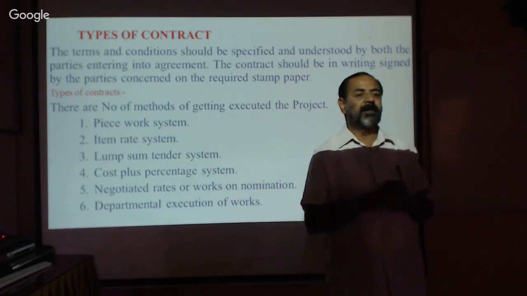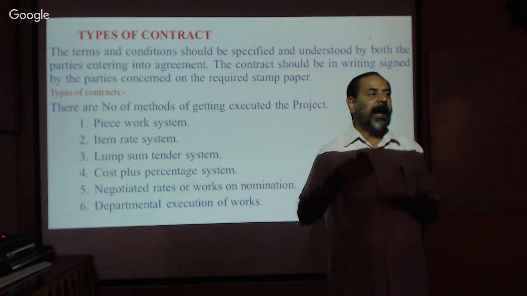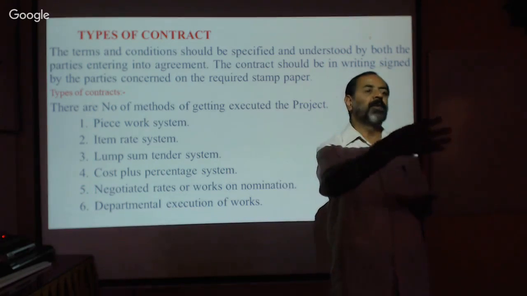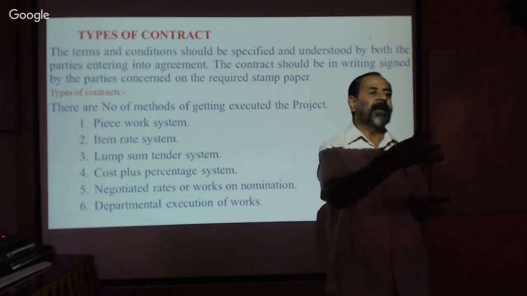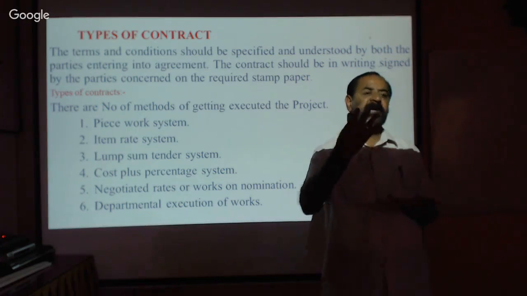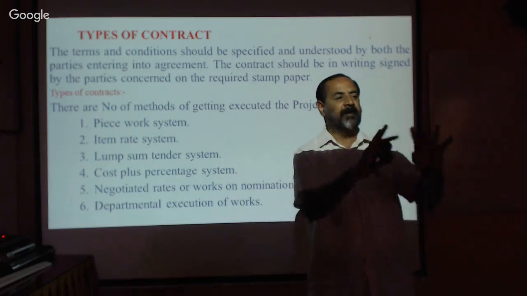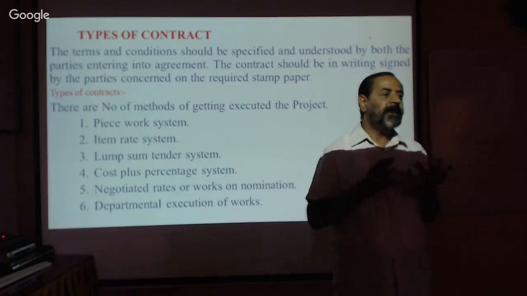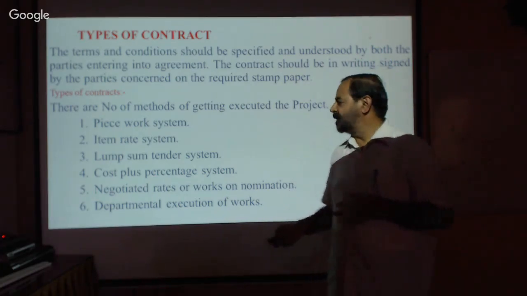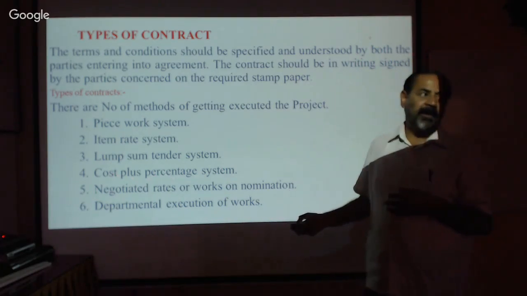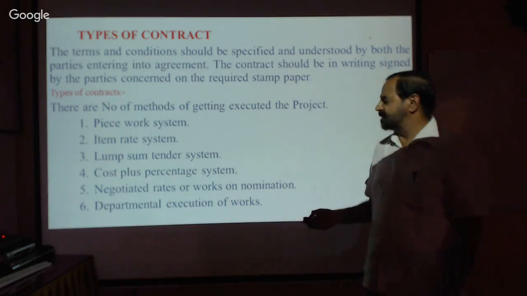Now prepare the bill: expenditure plus add the percentage. Suppose you have spent 2 lakh rupees on material, men, etc., then add 10%, 15%, 20%, as agreed between the owner and the contractor. That is one best method that we can apply for individual or small projects.